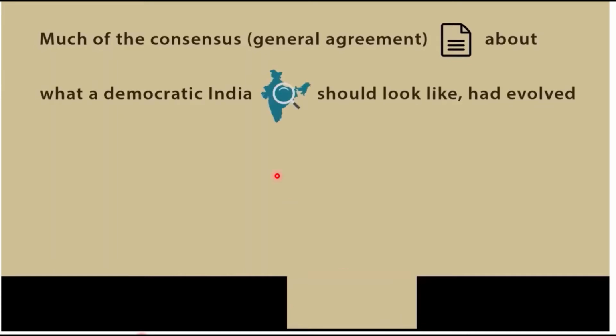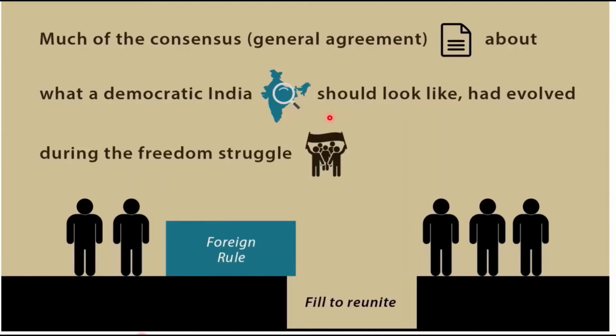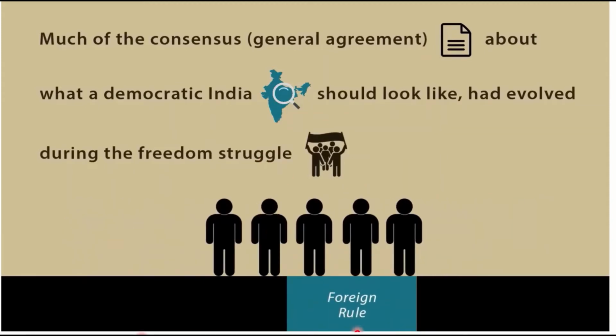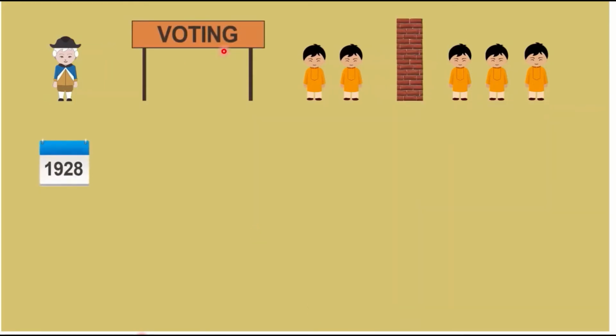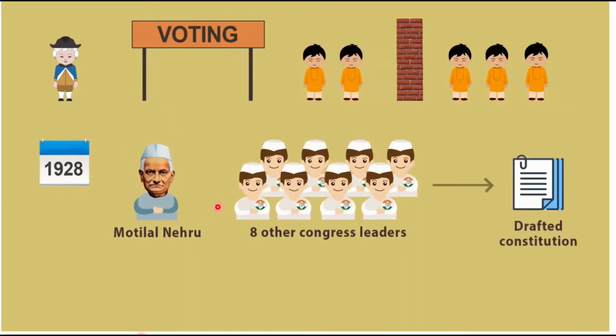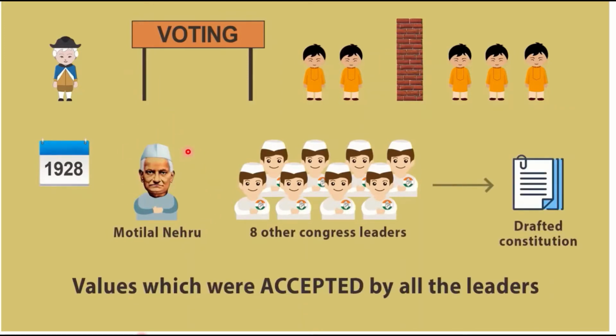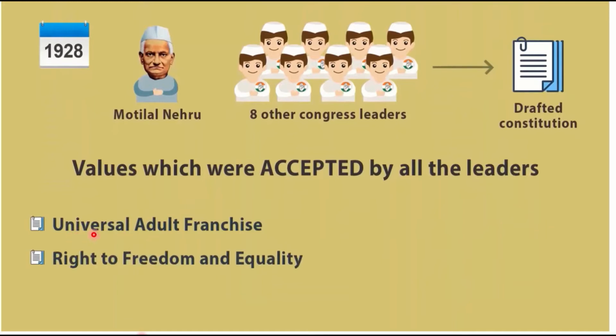But there was one big advantage. Much of the consensus about what a democratic India should look like had evolved during the freedom struggle. It was not only a struggle against foreign rule, but also a struggle to reunite the country. In 1928, Motilal Nehru and 8 other Congress leaders drafted a constitution for the country. These documents include values which were accepted by all, like universal adult franchise, right to freedom and equality, and protecting the rights of the minorities.